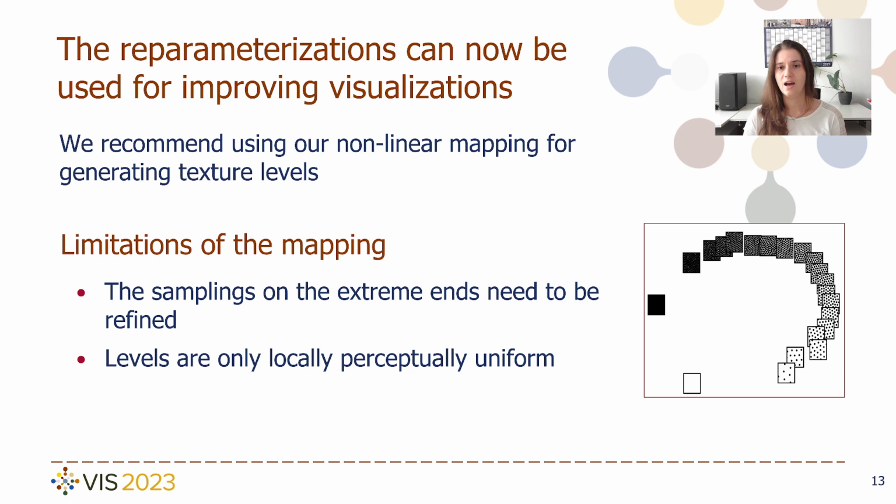However, there are some limitations. The samplings on the extreme ends should be refined in follow-up experiments because they were quite coarse in perceptual space. You can see this in the picture. There, the distance between the black and the almost black and the white and the almost white texture is very large. And because our structure is a 1D manifold in 2D space, the levels are only locally perceptually uniform.